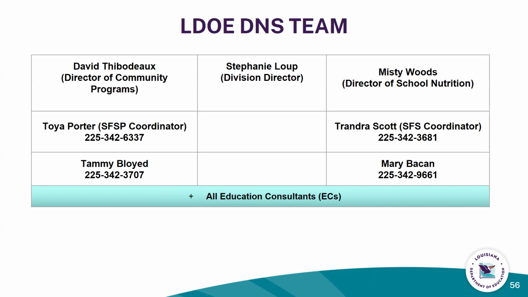So on this slide, it shows how David is the director of community programs, and then Toya is underneath there as the summer food service coordinator, and Tammy is the administrative assistant. Then we have Stephanie as the division director. You have myself as the director of the school nutrition. But then you have Tranja, who is the school food service coordinator, and then Mary Bacon is also the administrative assistant for the school side.